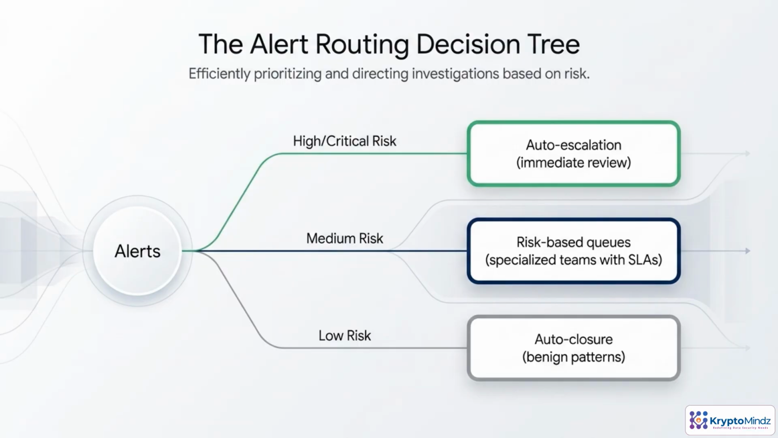Each alert should be treated as a routing problem, not just a notification. The risk engine scores the alert, and that score drives three different workflows. High or critical risk goes straight to auto-escalation. Immediate human review, tight SLAs, and strong audit capture. Medium risk alerts flow into specialized queues where analysts follow playbooks under time-bound SLAs. Low-risk alerts can auto-close when they match well-understood benign patterns, but those patterns must be constantly retrained from investigation feedback.